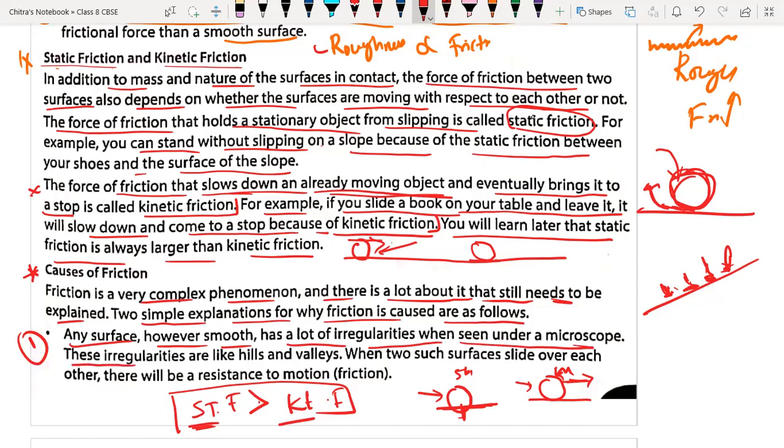These irregularities are like hills and valleys. When two such surfaces slide over each other, they resist the motion. Suppose here we have one object and here we have another object, in contact with each other. If we slide one over the other, this causes friction.